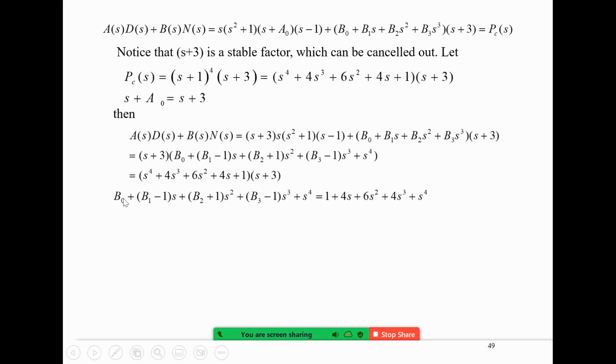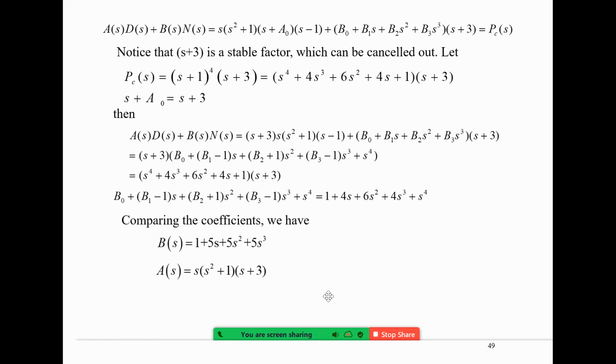B naught will match 1. B1 minus 1 will match 4. B2 plus 1 matches 6, B3 minus 1 matches 4. Easily you can get the design parameters, get those B. That will be the solution for this design.